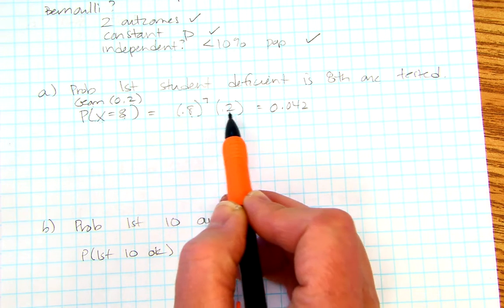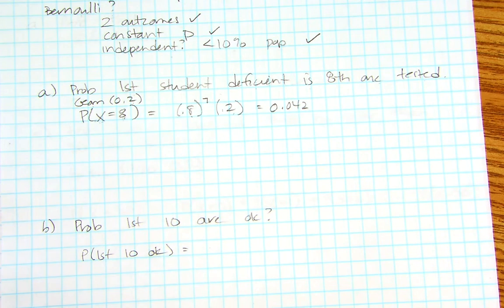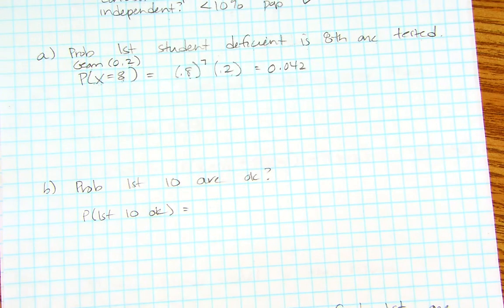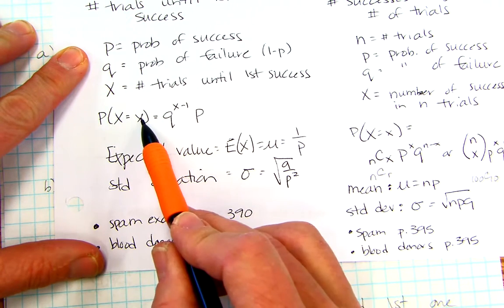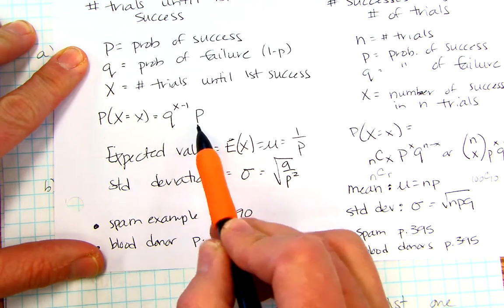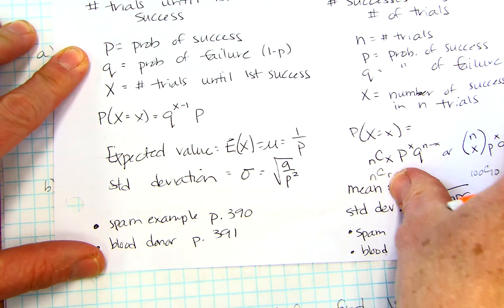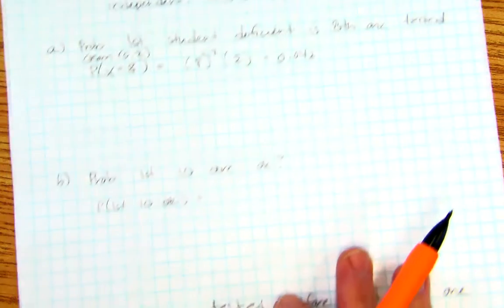So the first 7 weren't deficient. That's 80% of the population. And finally, on the 8th student tested, there was quote-unquote success. So if we go back to this, our q was 80%, and since 8 was our x, x minus 1 is 7, and then finally we had success. So that's how that formula works. But it's also just sort of common sense.